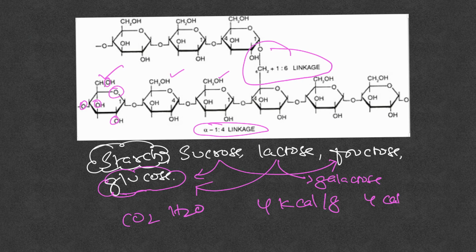So 4 kilocalories per gram. This is the amount of energy that you get from oxidation of carbohydrate. 1 gram of carbohydrate gives you 4 kilocalories of energy. In other words, every gram of carbohydrate we eat yields approximately 4 kilocalories of energy.